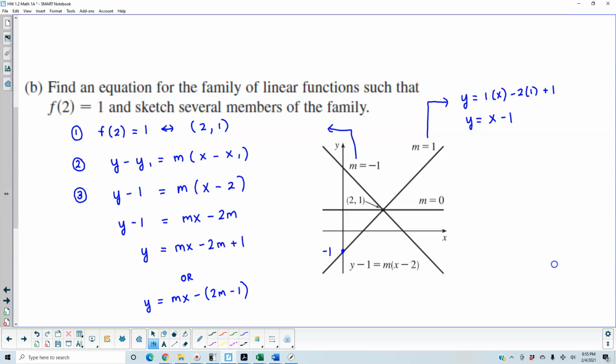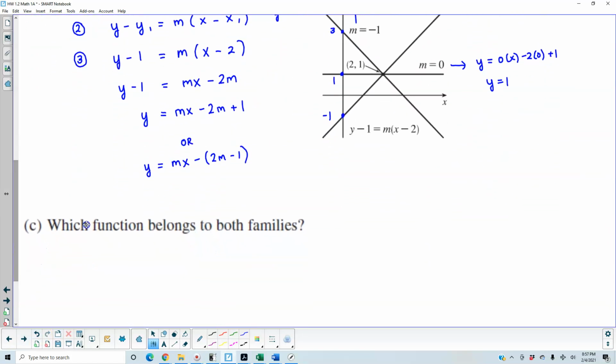Now if we want to change the slope to -1, that means y is going to equal -1 times x minus 2 times -1 plus 1. So that equals y, which is equal to -x, and that becomes plus 2 plus 1, which is plus 3. And so it has a y-intercept of 3, and it's got a negative slope going down. And then when we let our slope equal 0, that means we're going to have y equal to 0 times x minus 2 times 0 plus 1. Therefore we get the equation y is equal to 1, and here we have a horizontal line going through y is equal to 1.